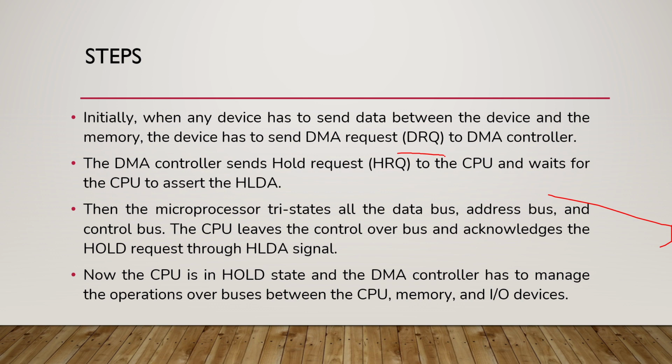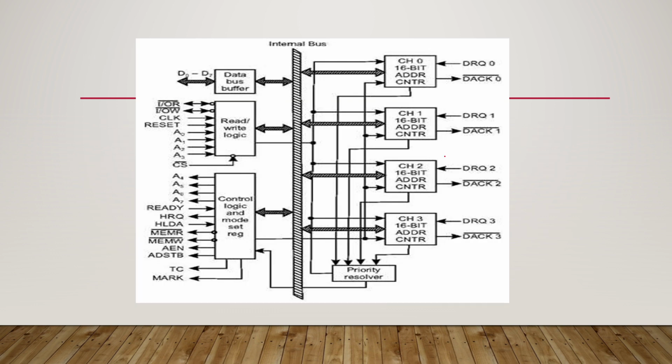This allows the CPU to leave control of the bus and acknowledge the hold request through the hold acknowledge signal. Now the CPU is in the hold state, and the DMA controller has to manage the operations over the buses between the CPU, memory and IO devices. So these are the steps for the DMA operations.